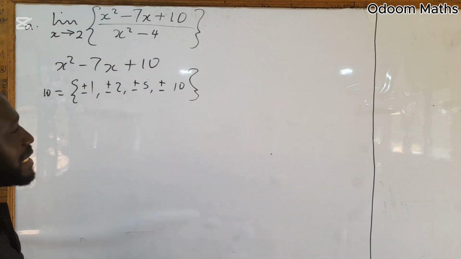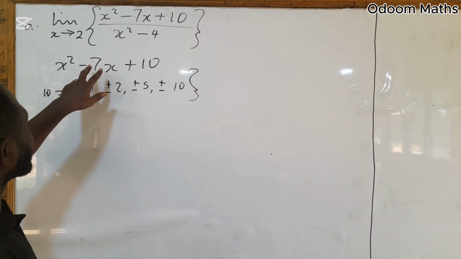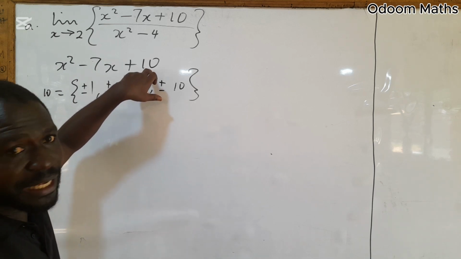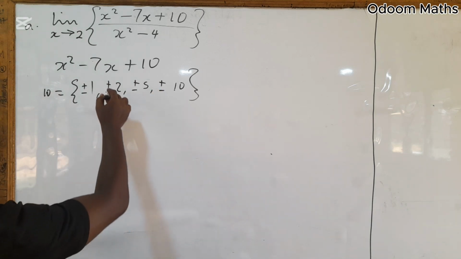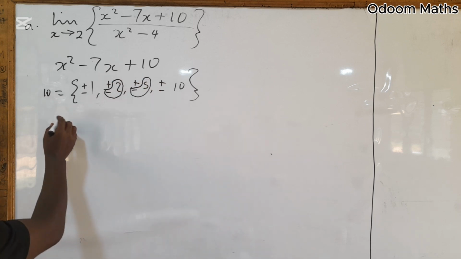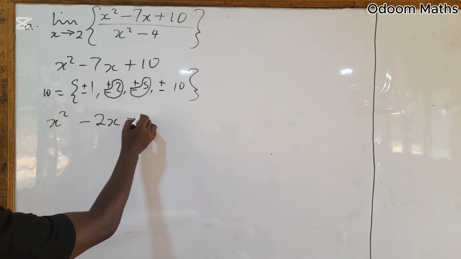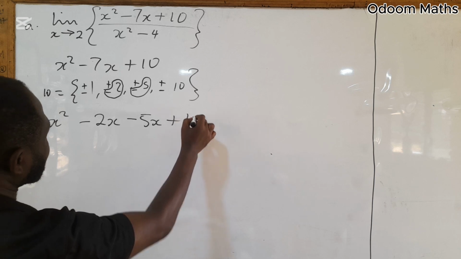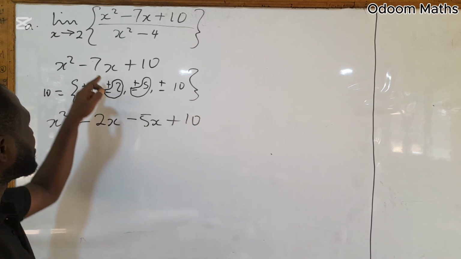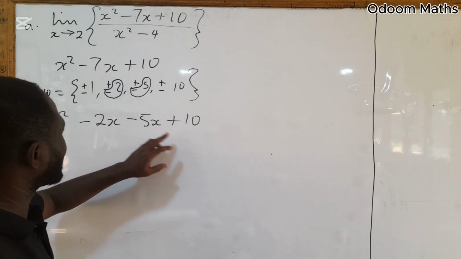So which one is going to be negative? If I use negative 2 and negative 5, that will give me negative 7. Then when I multiply negative 2 and negative 5, that is going to give me positive 10. So it means I can choose negative 2 and then negative 5. So x squared minus 2x minus 5x plus 10. Okay, so that is the negative 2 and then the negative 5. This is going to give me negative 7, but when I multiply them, I'm going to get 10 without the x.